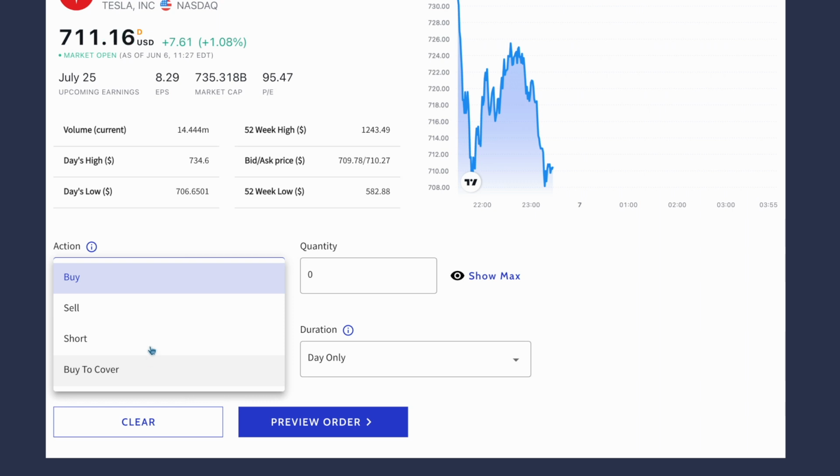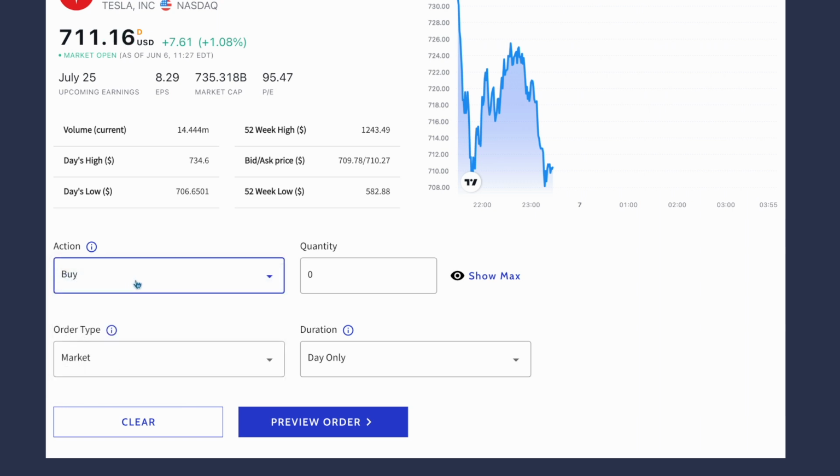After choosing the options, which I'm going to choose buy, you get to choose the quantity. This means the amount of shares you want to buy, given that one share is equal to the current price per share.